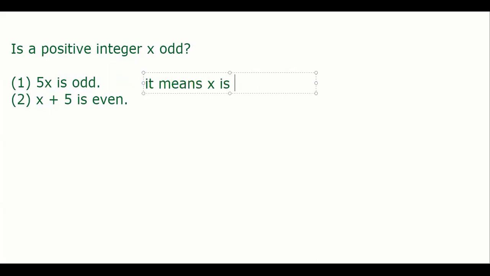No, I'm initially talking about only 5x. But statement 1 says 5x is odd. So x has to be odd only, right? Because if x is even, 5x cannot be odd, right? Yes, sir. So from 1 we definitely say x is odd. So from 1 alone, can we answer our original question or not? Yes, sir, because we clearly know x is odd. We can say 1 alone is sufficient. Good.